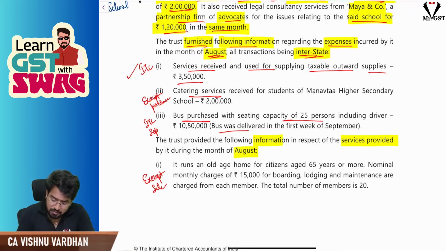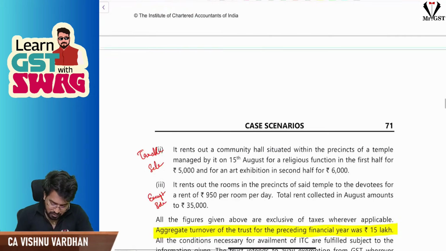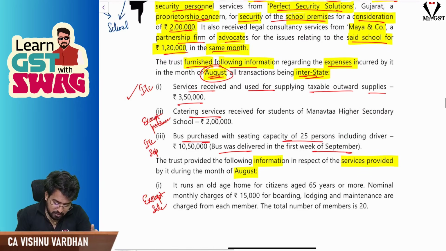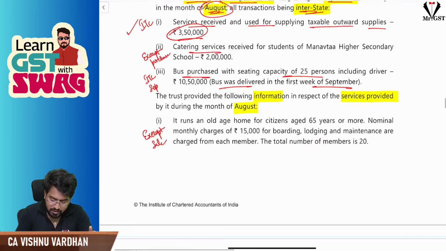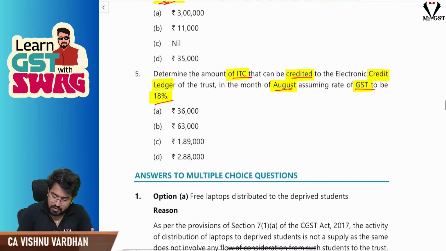But the twist here is the bus will be delivered in the first week of September. And in the question, it is regarding August month. September month they did not ask any information. So for August month you cannot take ITC. Okay. So if you see the question regarding ITC, for August month you can take ITC only on this 3,50,000 into 18%. 3,50,000 into 18% is 63,000. This will be the answer.